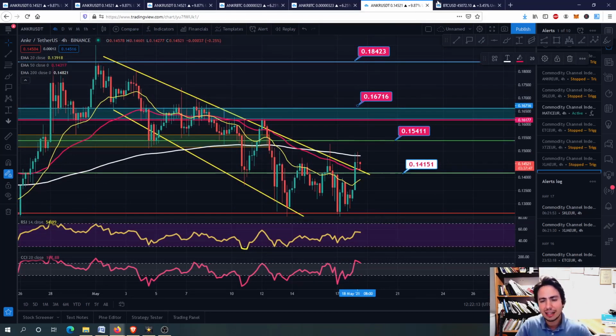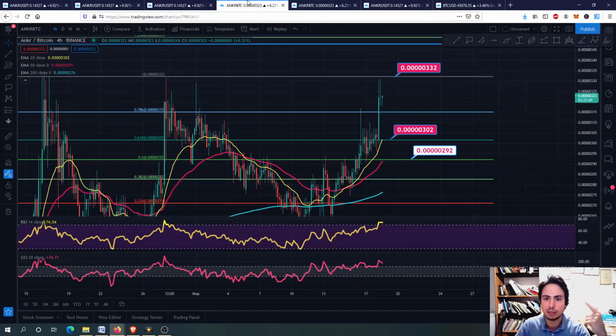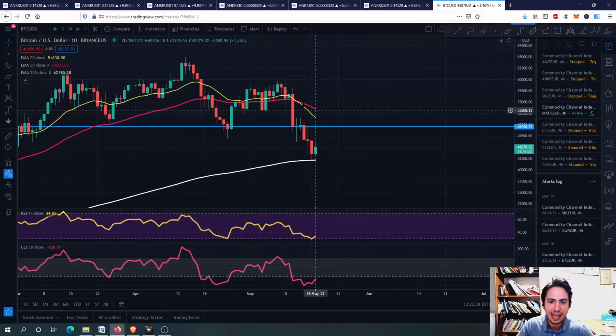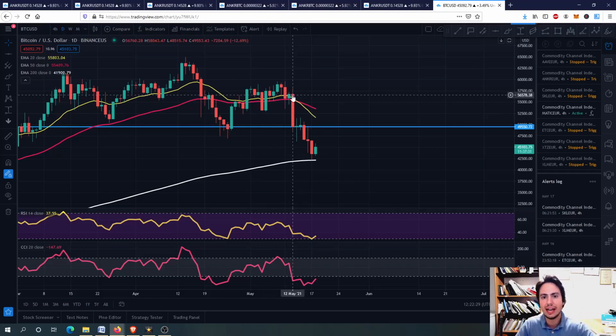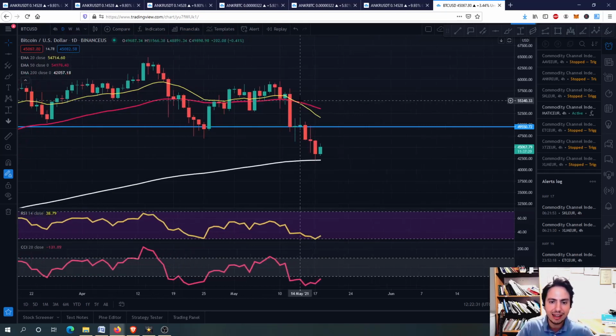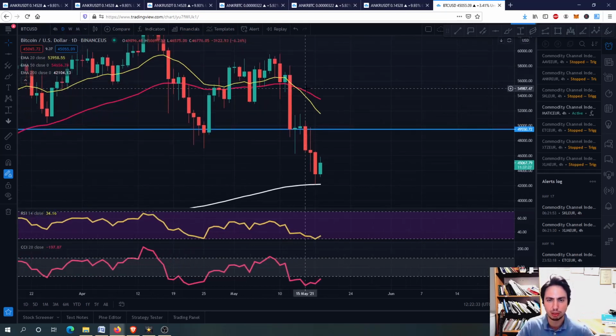So we need that, and of course, guys, I was cautiously optimistic. Back then I was telling you why I was optimistic. It was due to the Ankr against Bitcoin chart, that we outperformed Bitcoin. Why I'm cautiously optimistic is this exact thing, the Bitcoin chart against USD. So you can see in the daily frame that we are having the bearish cross between the 50-day EMA and the 20-day EMA.